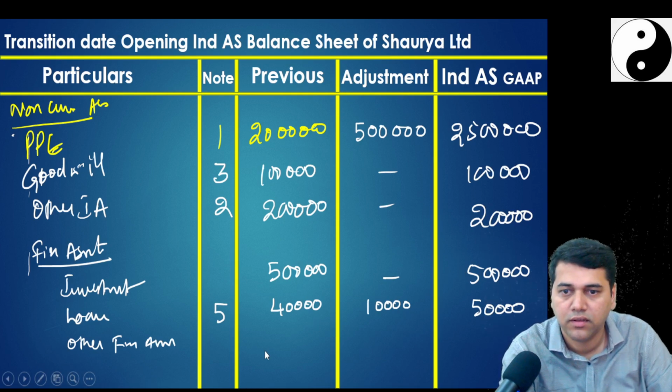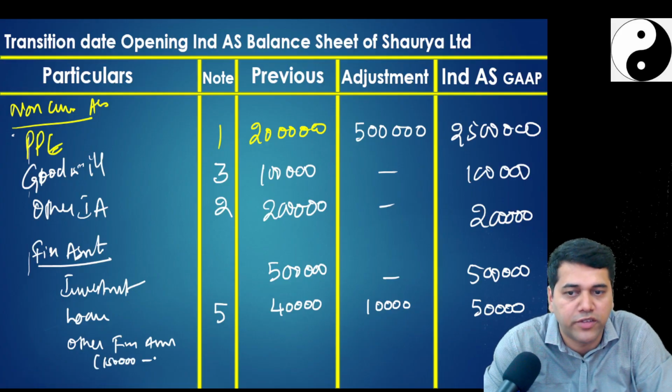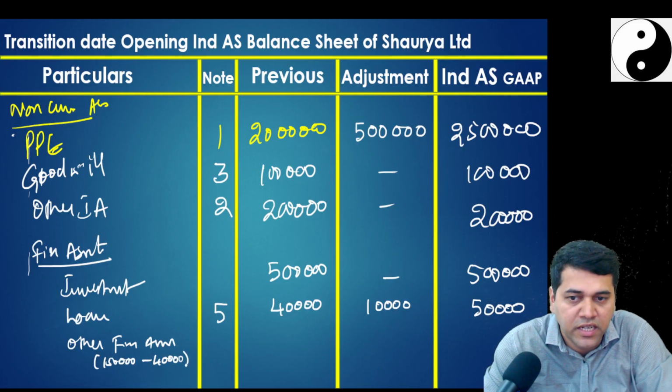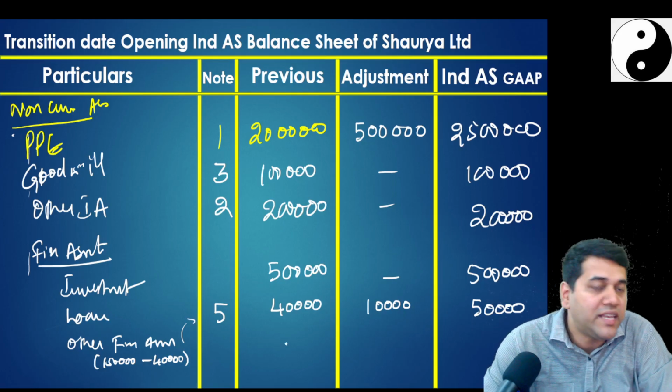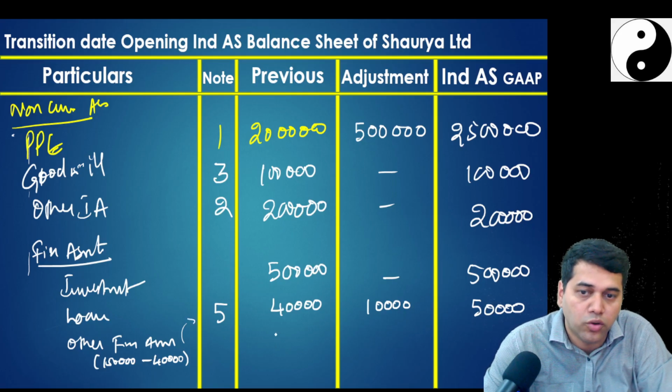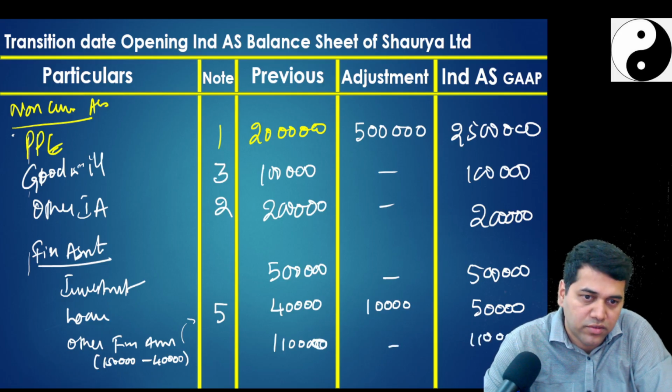1,10,000. See, under you can write in the bracket 1,50,000 was the total long-term loans and advances. 40 I shifted as a loan as per schedule 3. We shifted here. Is there any adjustment for the balance? No. 1,10,000, dash 1,10,000.